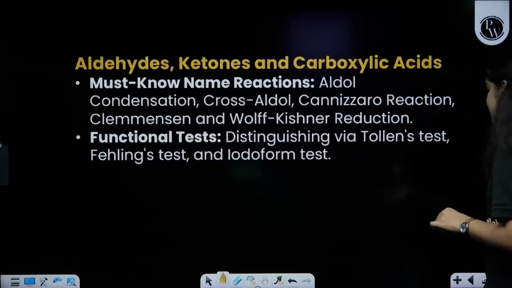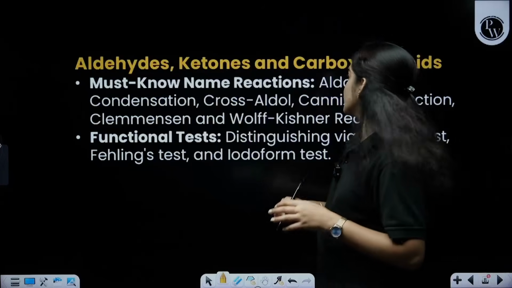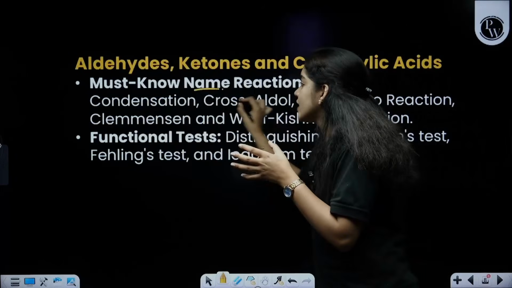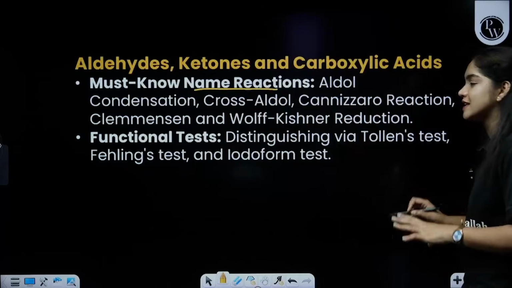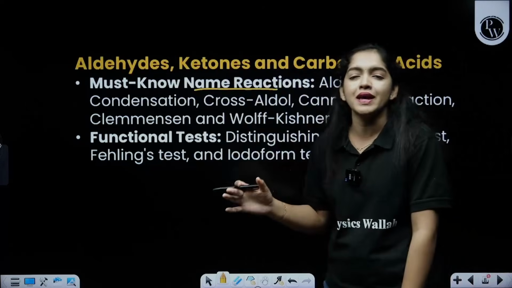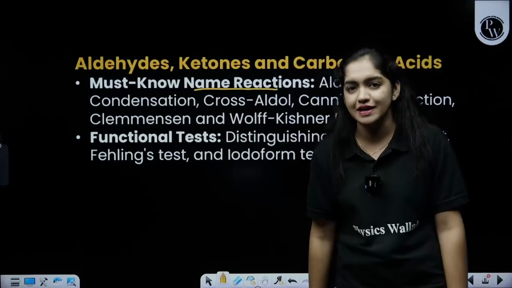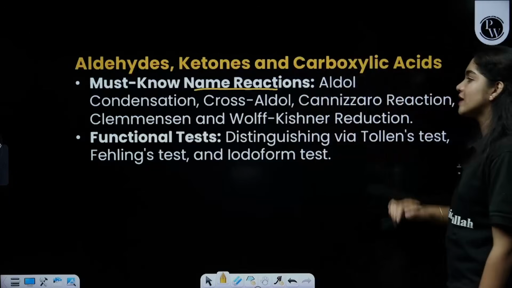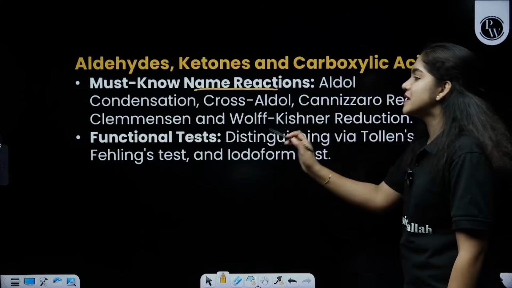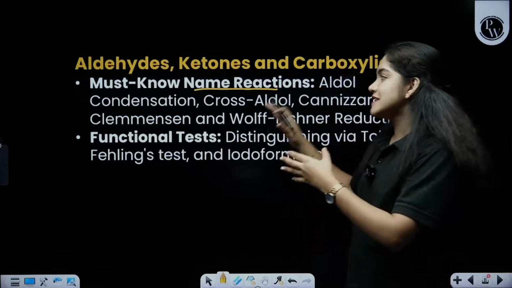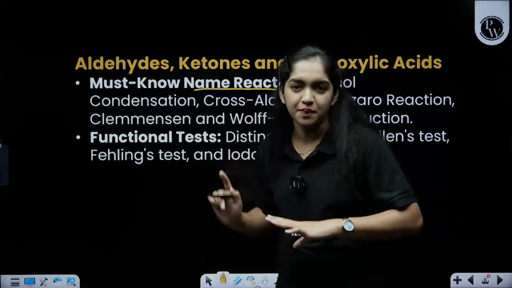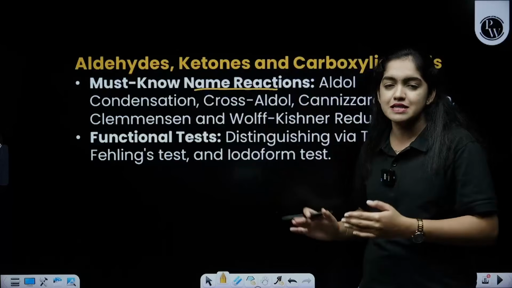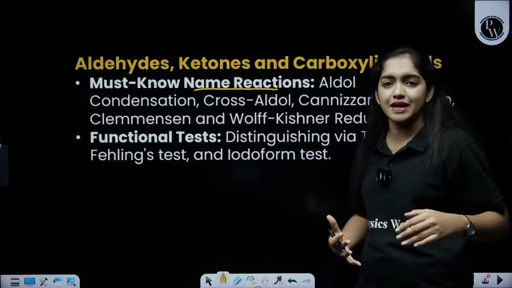Then the next organic chapter is aldehydes, ketones and carboxylic acids, and we should know the names of many important reactions. These must-know named reactions are very, very important for your main exam. That is 3-mark questions like aldol condensation, which is repeatedly asked in your board exam. Aldol condensation, cross-aldol condensation, Cannizzaro reaction, Clemmensen reduction, Wolff-Kishner reduction. These are the main naming reactions asked from this chapter. So this is a very big chapter and also very, very important for your boards, because many naming reactions, and those are very important naming reactions for your exam.